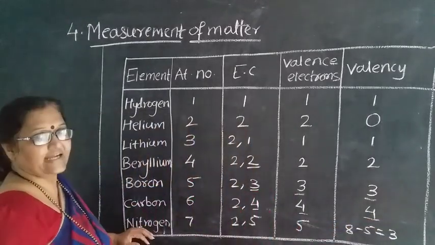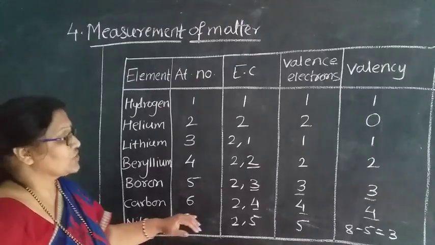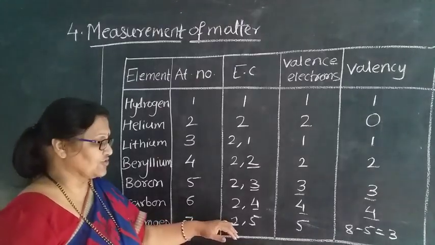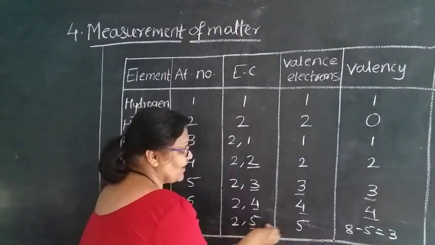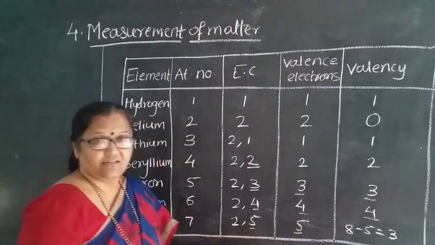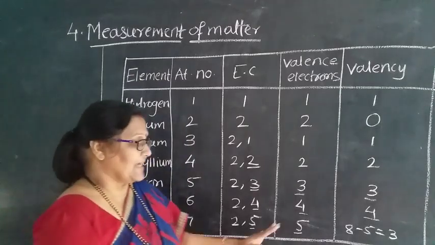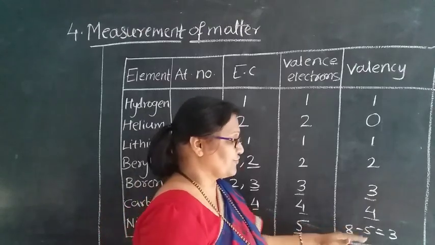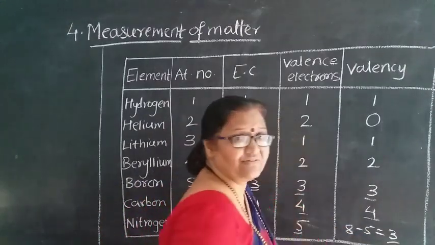Next comes nitrogen. It has the atomic number 7, so electronic configuration is 2 and 5. The outermost orbit contains 5 electrons. But to attain the octet state, we have to subtract this 5 from 8. Therefore the valency will be 3.